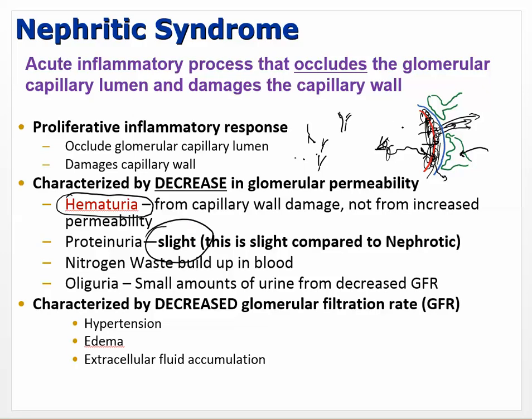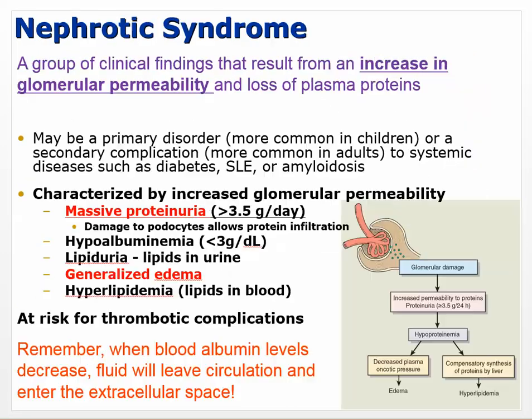Nitrogen waste is going to build up in the blood because you've sort of clogged things up. It's getting backed up. Oliguria, small amounts of urine from decreased GFR. Yep, you've gunked things up, and so it's not going to move through. And so you're going to have a lower GFR, which your kidneys are going to respond to and say, whoa, we don't have enough fluid in the body. We need to conserve fluid, and that's going to lead to hypertension. It could also just be from a backflow kind of thing, not enough blood flowing through the kidneys in general. Edema could happen, extracellular fluid accumulation, which is associated with edema.